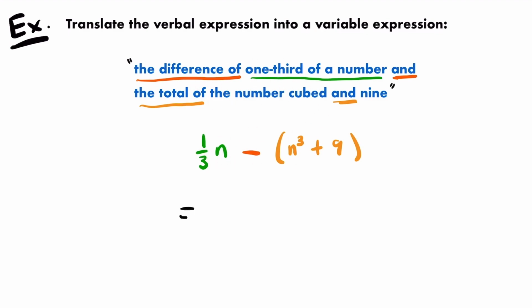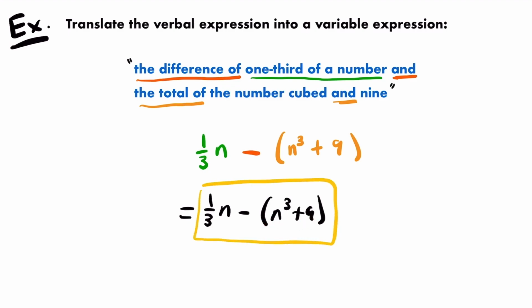I could rewrite it here. We'd have 1/3 n minus n cubed plus 9 in parentheses. And if you wanted to, you could simplify further by distributing that negative through this quantity. It would just change the sign of both of these terms. So while this would be the correct answer here of what this verbal expression represents, you could also rewrite it or simplify it to be 1/3 n minus n cubed minus 9. You could distribute that negative through the quantity, but either way, both of those answers would be correct.